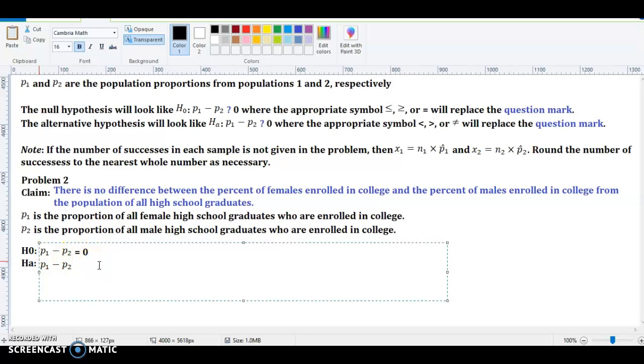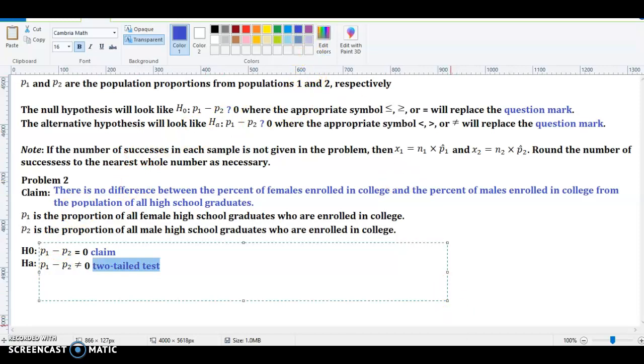So what symbol do we use in the alternative? It's going to be the opposite. The opposite of equal to is not equal to. If there is a difference, the difference between the proportions is not equal to 0. Which one of these is the claim? Remember, no difference means equal to, so the claim would be the null hypothesis in this case. Because we use the not equal to symbol in the alternative, this makes it a two-tailed test, and we'll need that information to find the critical values of this test.